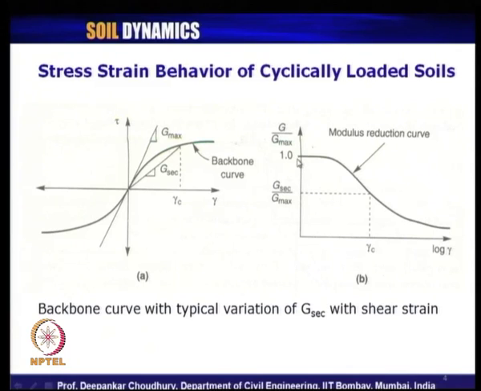It should start from 1, because at very low strain the value of G is nothing but G max. So, obviously, it should start from 1, and then with increase in cyclic shear strain, the tangent shear modulus decreases. So, that is why this G by G max ratio is less than 1, it keeps on decreasing, which is known as the modulus reduction curve.